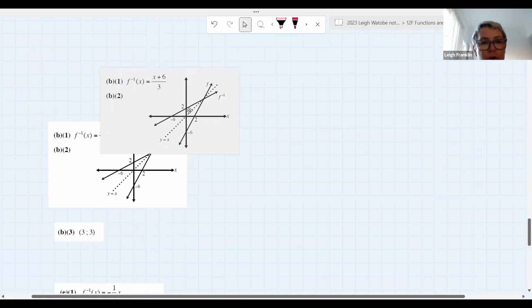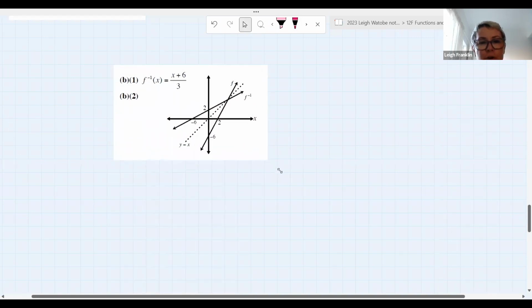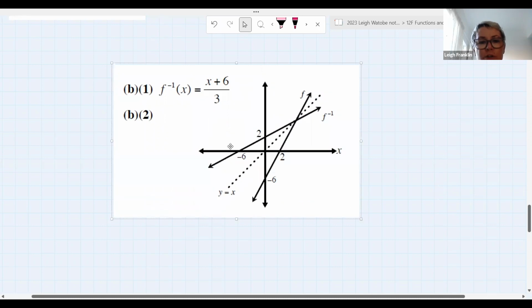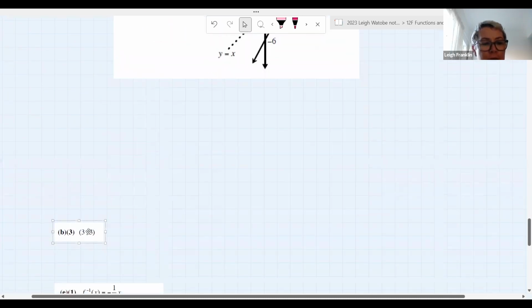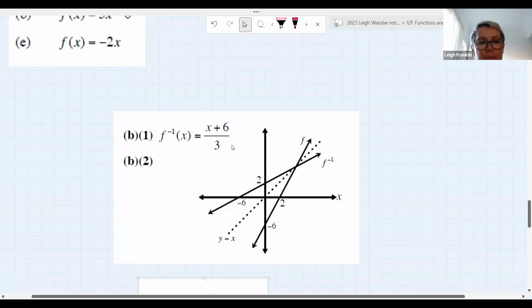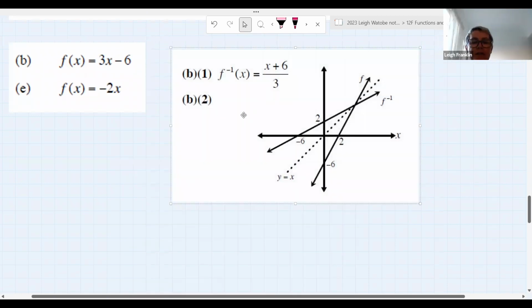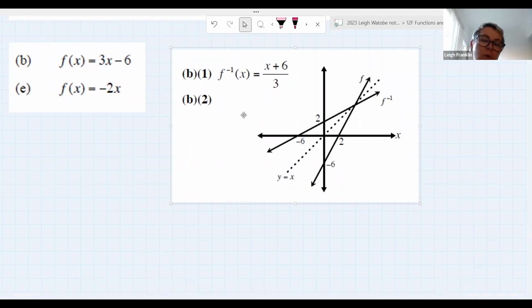All right, so as far as the first one was concerned, this is what we should have. Okay, let's just grab that, put that over there and just make that a little bit bigger. Okay, so this is question B. All right, so there's the equation of the inverse. Of course, if you wanted to write that as 1 over 3x plus 2, or if you wanted to write it as x over 3 plus 2, that's absolutely fine, not a problem at all.